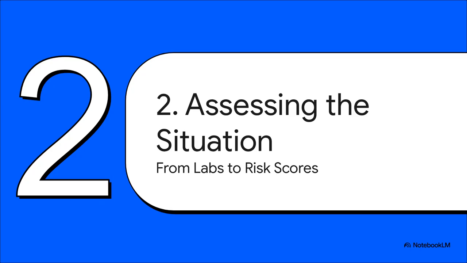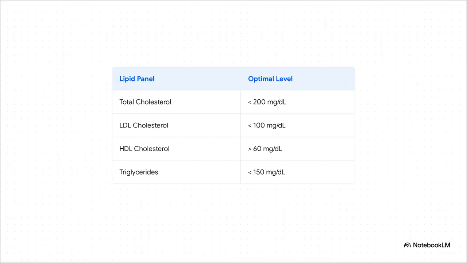Okay, so we have ML's story. But how do we turn that story into a concrete plan? Well, it's a two-step process. We've got to look at the labs, and then we have to calculate their actual risk. All right, stop what you're doing and burn this table into your brain. These are the numbers you have to know for the NCLEX, no question.